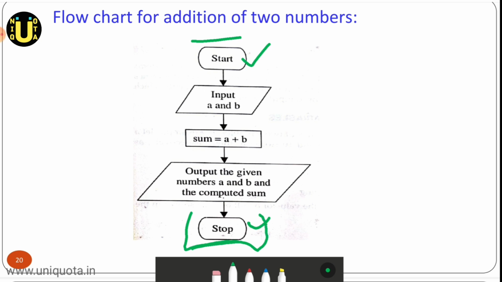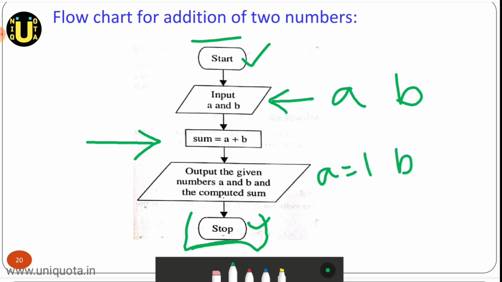So then you are taking A and B as input here. Sum is another variable. So here you are adding A plus B and taking that value and putting it to sum. Okay, then output the given numbers A and B and the computed sum. So here you are outputting A is 1, B is 5 for example. So the sum comes out to be 6. Like this you will just write. So it has displayed. Now the algorithm has come to an end.